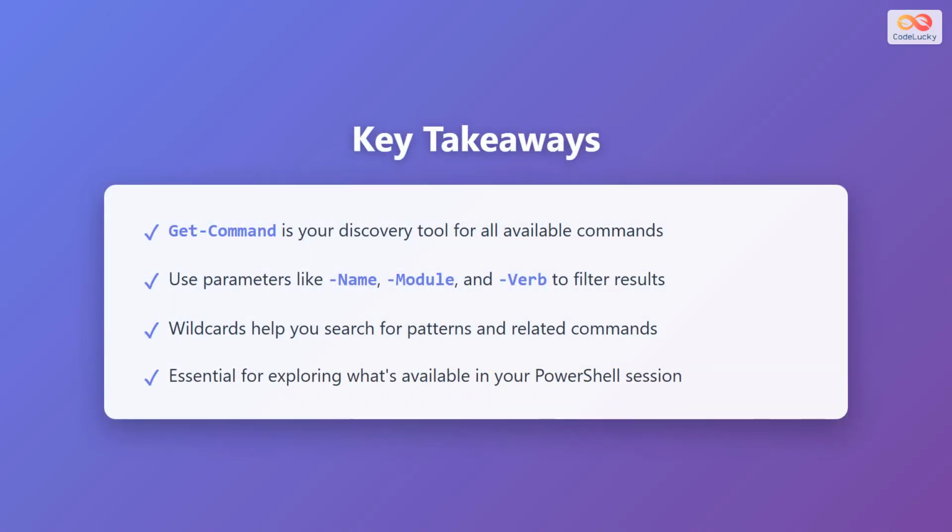Let us recap what we have covered. Get-Command is your primary discovery tool for finding all available commands in PowerShell. You can use parameters like Name, Module, and Verb to filter results and find exactly what you need. Wildcard searches with asterisks help you discover patterns and related commands even when you only know part of the name. This cmdlet is essential for exploring what is available in your PowerShell session, whether you are learning the basics or working on advanced scripts. Master Get-Command, and you will always know what tools are at your disposal.